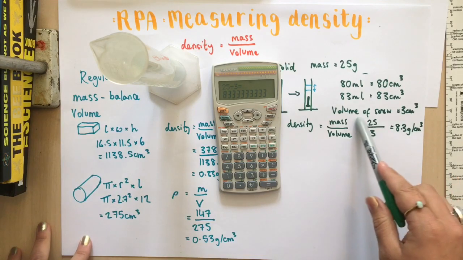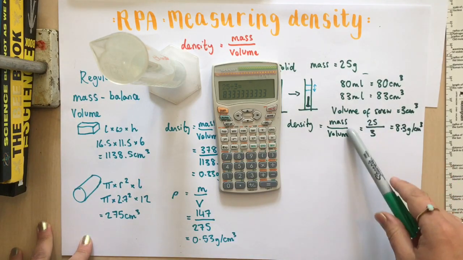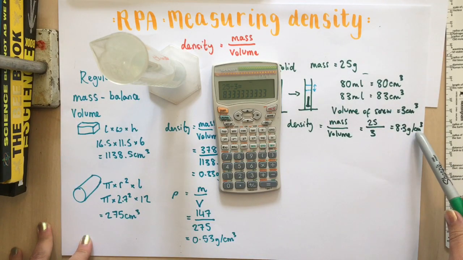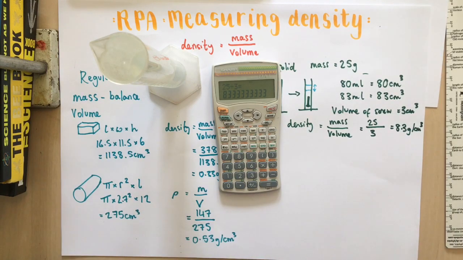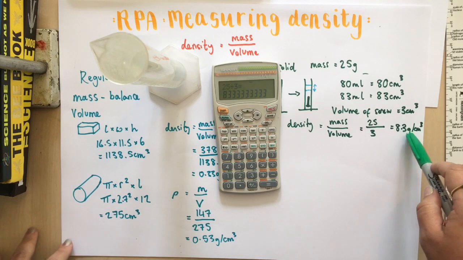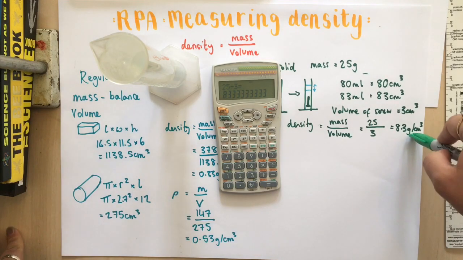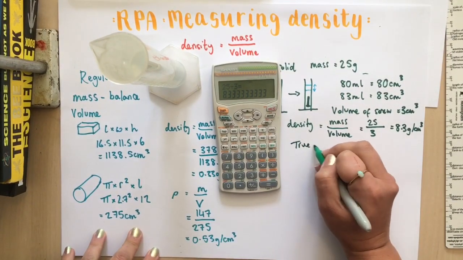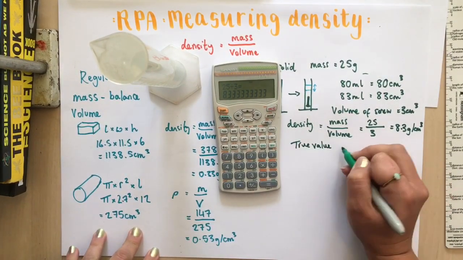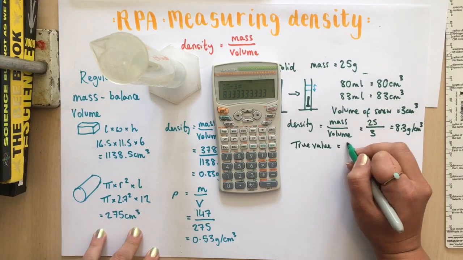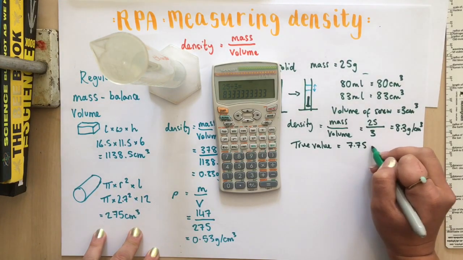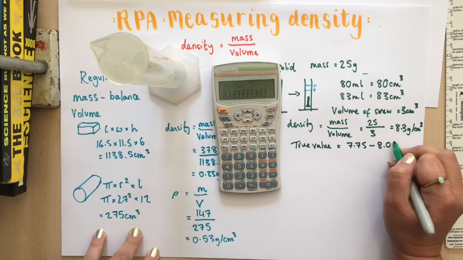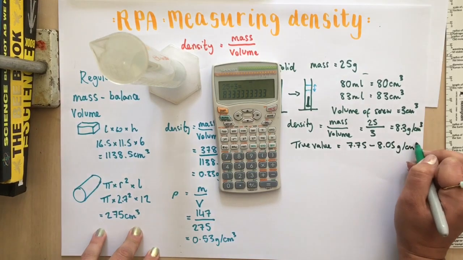So what I can actually do is I can look up the density of steel to compare this to. It's a bit different with stuffing and with baking powder because there isn't a density that's published somewhere, but for something like steel I can do that. And the true value of steel is between 7.75 and 8.05 grams per centimetre cube.